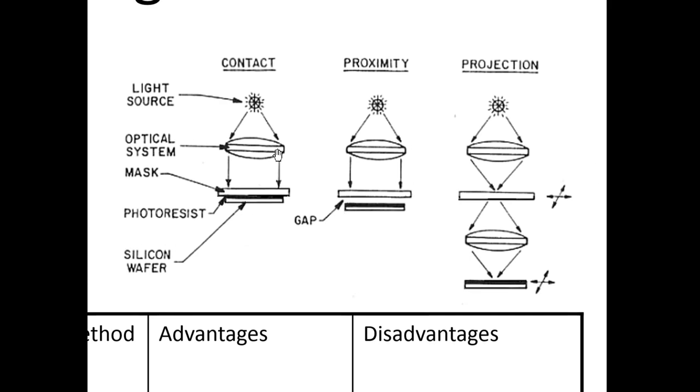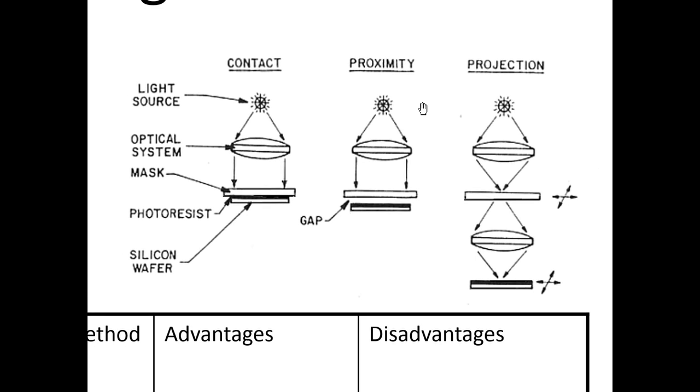Then there's proximity mode lithography. Proximity mode is a similar idea, except that there's a small gap between the photoresist and the mask. Okay. The reason why we might want to do that is because the photoresist is sort of a sticky material. If we want to prevent the mask from being contaminated, sometimes we'll keep a small gap in there.